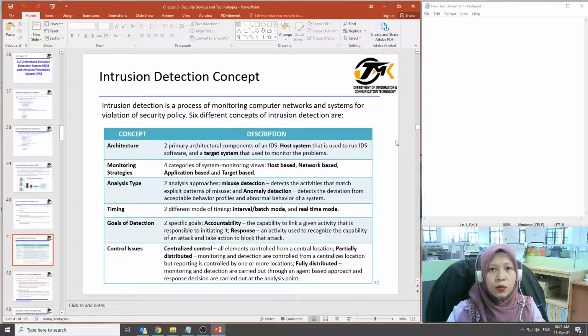Okay, so the goal of detection, what is your goal of detection of the intrusion? It can be accountability of the response, means you want to respond to the attack, or you want to have the accountability of the activity, who or which organization did that. Okay, and the control issue. So control issue is the last concept, means the control elements are either centralized, partly distributed, or fully distributed. Okay, so monitoring detection is carried out based on the decision of this analysis point.